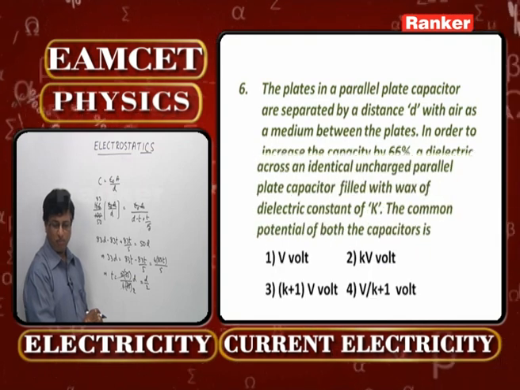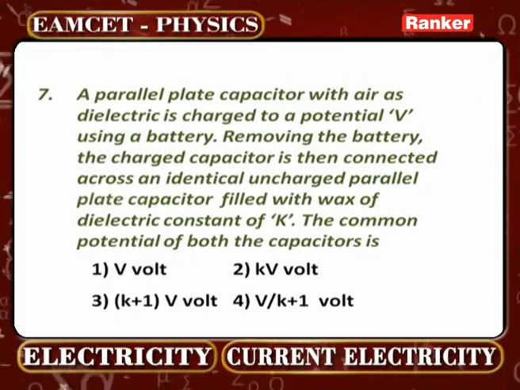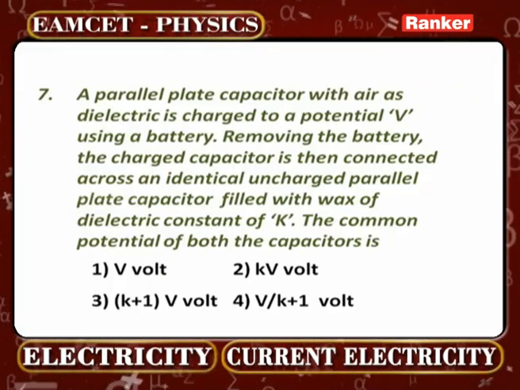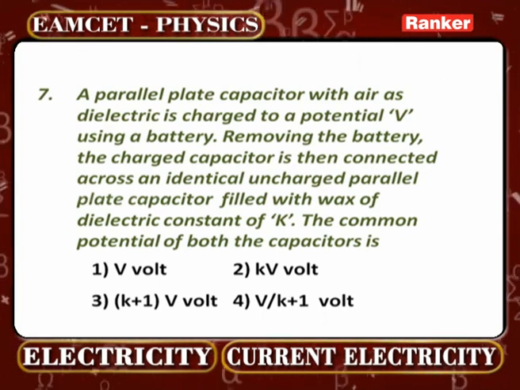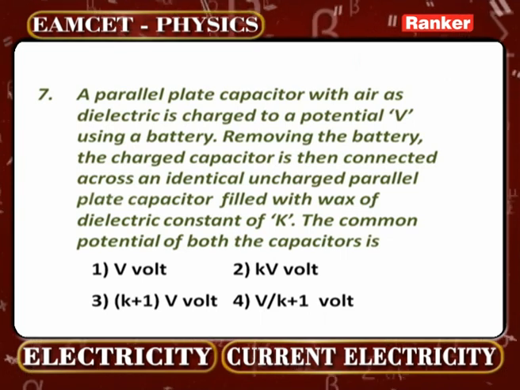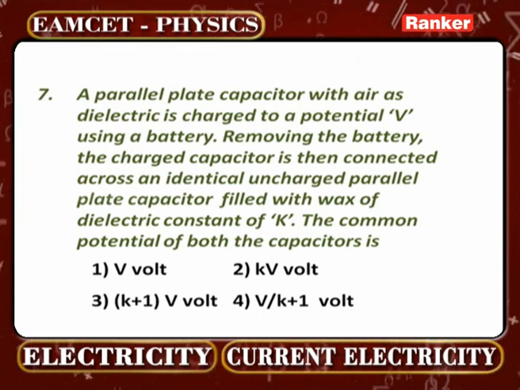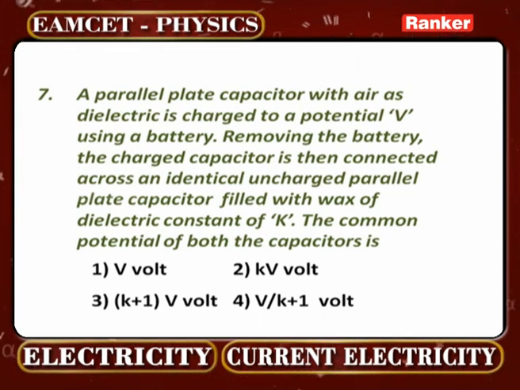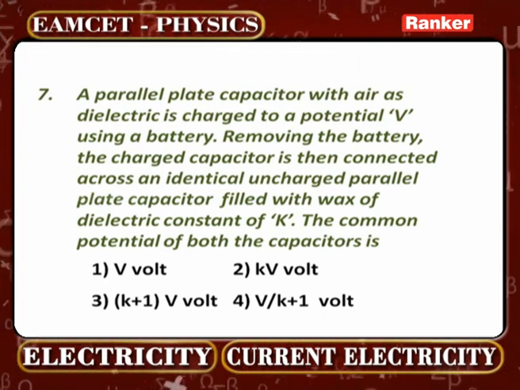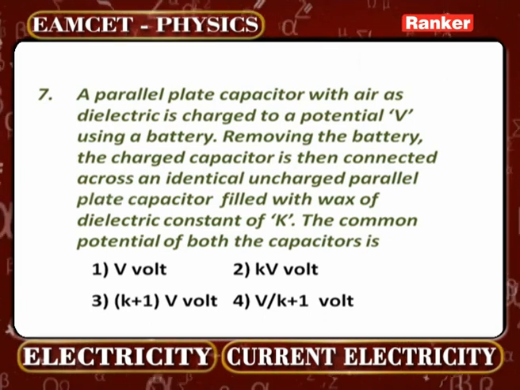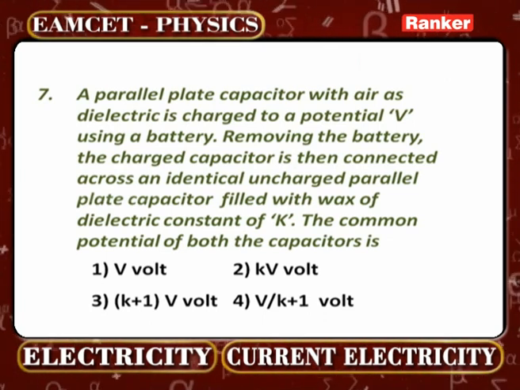Look at the next problem, that is problem number 7 please. A parallel plate capacitor with air as dielectric is charged to a potential V using a battery. Removing the battery, the charged capacitor is then connected across an identical uncharged parallel plate capacitor filled with wax of dielectric constant K. The common potential of both the capacitors is how much? That is the concept. Common potential, that is the concept actually.